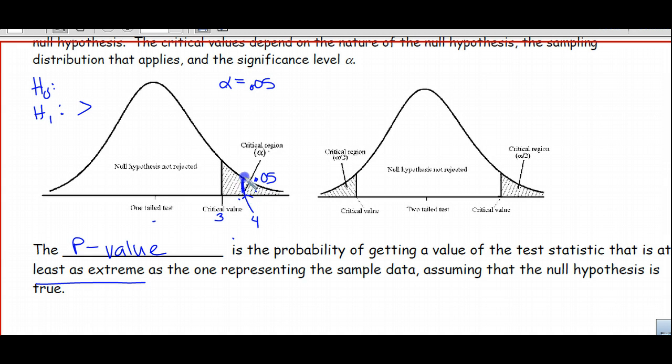My 4, this area that I'm taking up here, should that be more than 0.05 or less than 0.05? It should be less than 0.05, because if this whole area is 0.05, then this would be less than it. So whatever this area is, it's got to be less than the 5%. And that's making us say that it's less chance. So it's a very small chance that I got a 4, assuming that the null hypothesis is true.